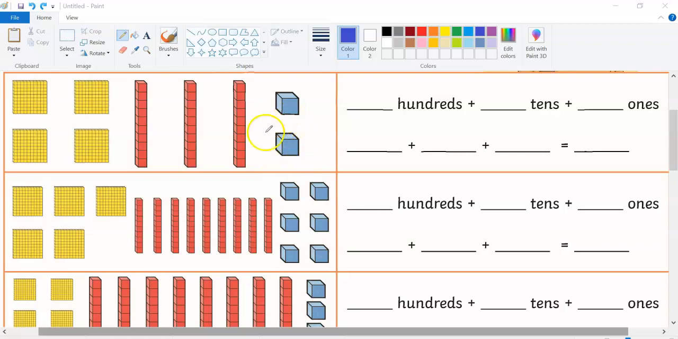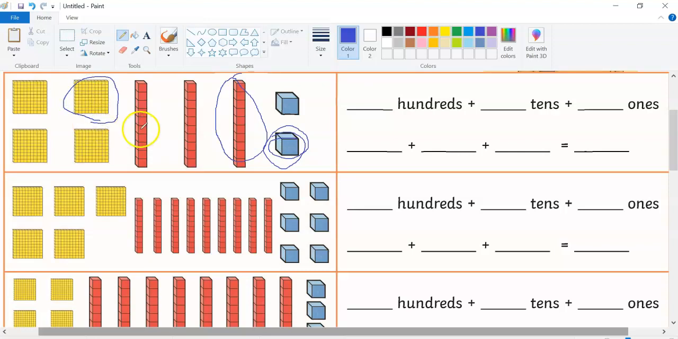We have our ones blocks here, okay? We have our tens blocks here, okay? Notice there are 10 blocks. Now, when you see these in real life, not on the paper, 10 of the ones blocks will line up to one of these tens blocks. And then we have our hundreds blocks over here.